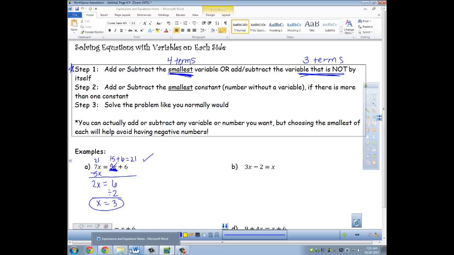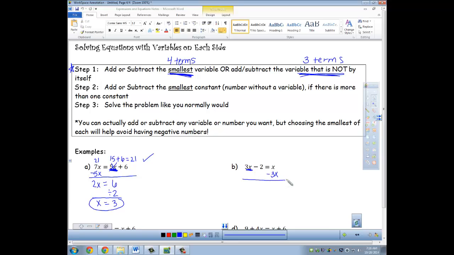For part B, again we have 1, 2, 3 terms, so we're doing the same thing we did over here. So choose the variable that is not by itself. X is off by itself on the right side. 3x is not by itself because it has this minus 2. So instead of a positive 3x, I want a negative 3x on the other side.